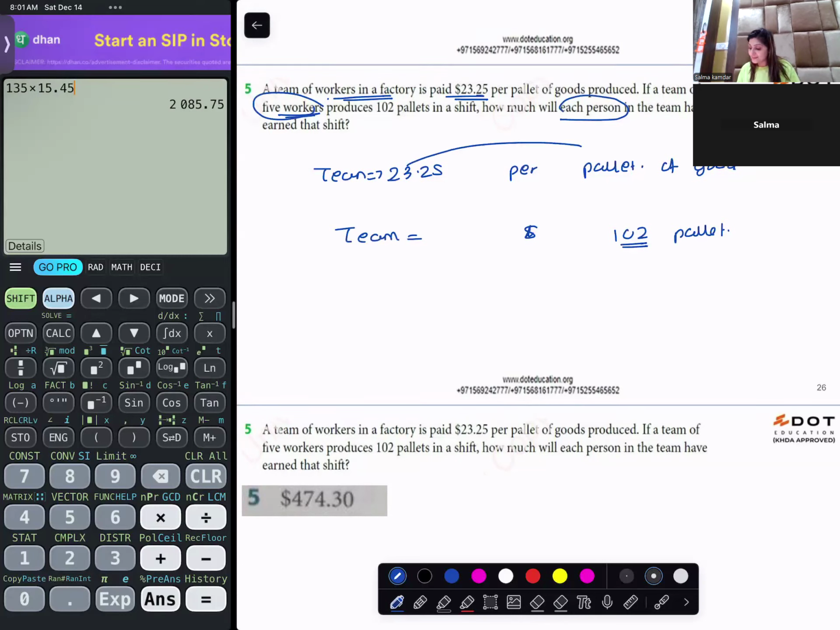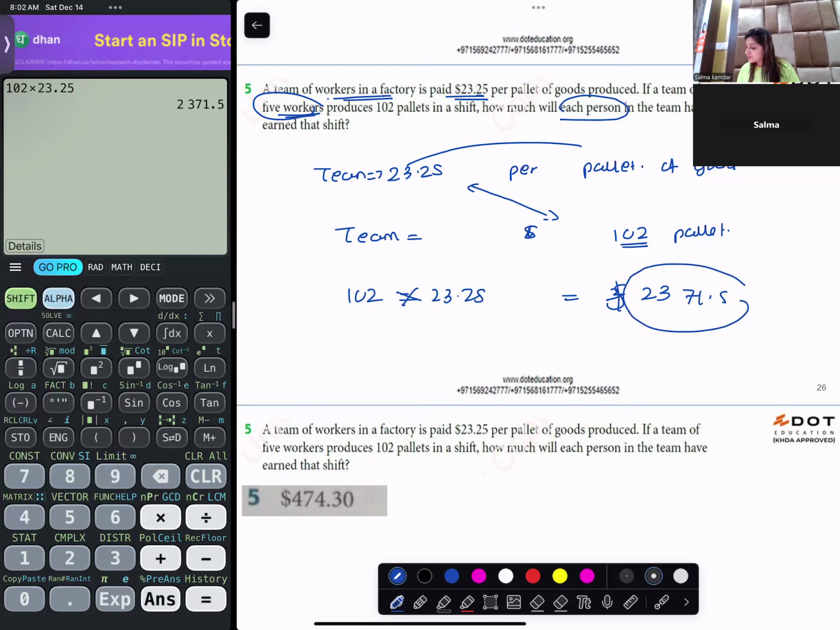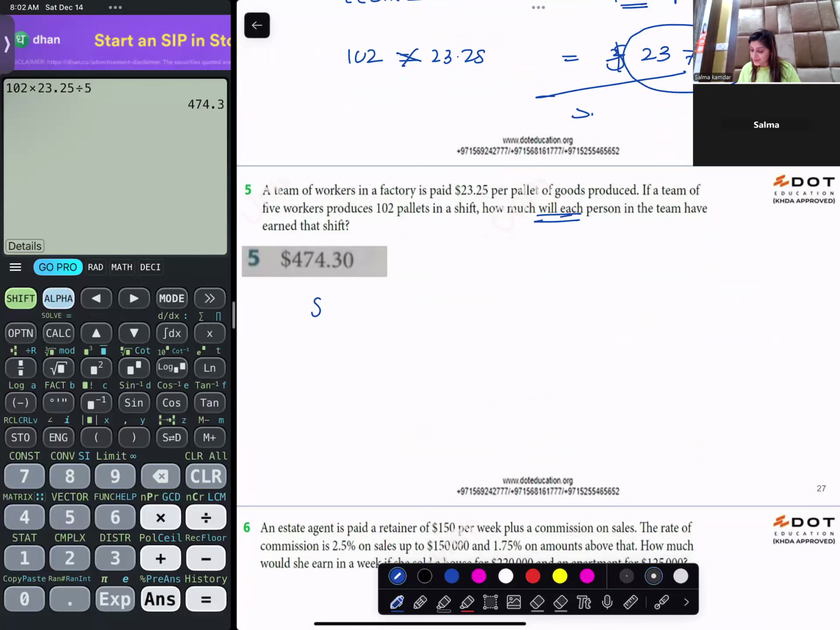So for 1 pallet, the team is getting 23.25. So for 102 pallets, the team is going to get 102 times 23.25, which is 2371.5. This is going to be received by 5 people. So how much will one person receive? You're just going to divide this by 5. So each person is going to receive $474.30.